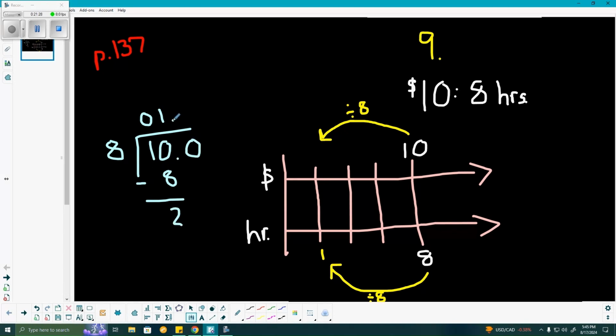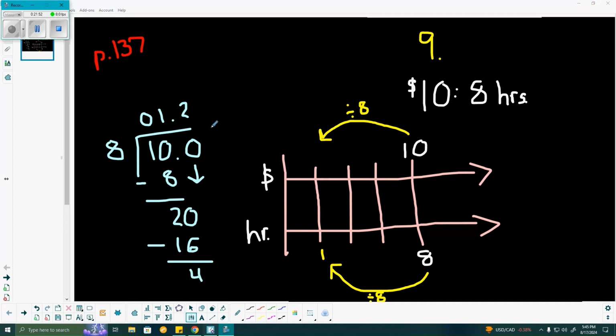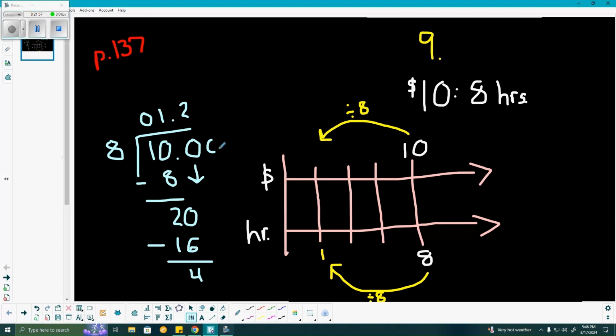Uh-oh, I'm out of numbers, so I'm going to add a decimal and a 0. I will bring down that 0. And I know that 8 can go into 20 2 times, making 16. So 8 times 2 is 16. 20 minus 16 is 4. 8 can't go into 4, so I would add another 0, bringing it all the way down to be 40. And 8 can go into 40 5 times. 5 times 8 is 40. 40 minus 40 is 0. So my final answer for this would be $1.25. So in 1 hour, you would have to pay $1.25 to rent this kite.